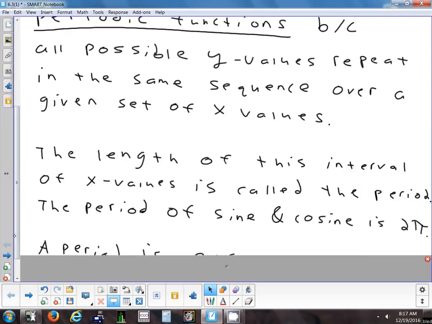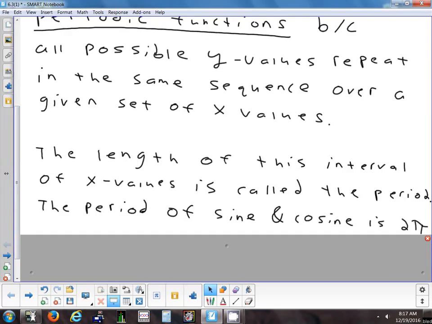The length of that interval, that 2 pi, or 360 degrees if you say it in degrees, is called the period of the function. The period is the length on the x-axis you have to go through before the y values repeat. And the length of this period, 2 pi, is not only the period for sine and cosine, it's also the period for cosecant and secant. They also repeat every 2 pi.